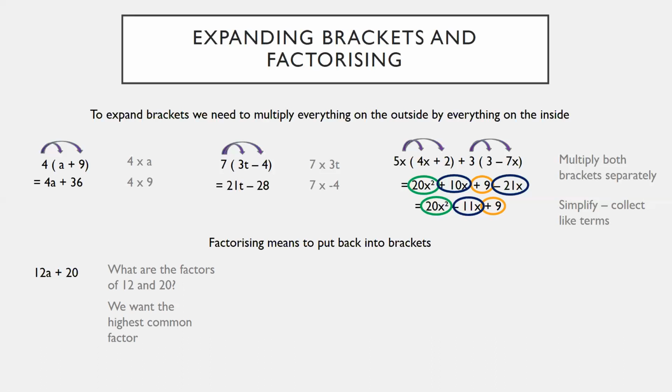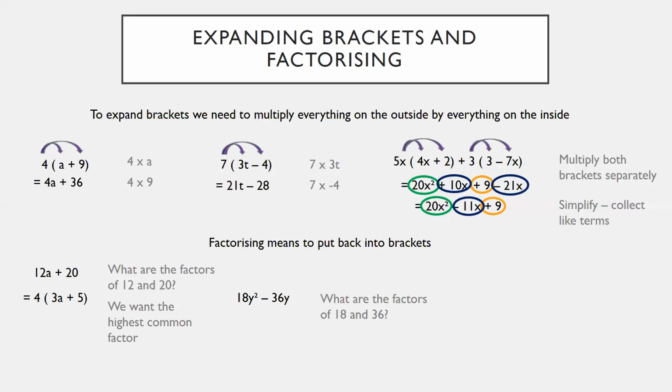They are both in the 4 times table. So 4 goes outside the bracket over here. And then we say, well, what do we need to times 4 by to get us back to this 12a? So 4 times 3 is 12, and then obviously we need the a, and then 4 times 5 would be 20. So another one, 18y squared minus 36y.